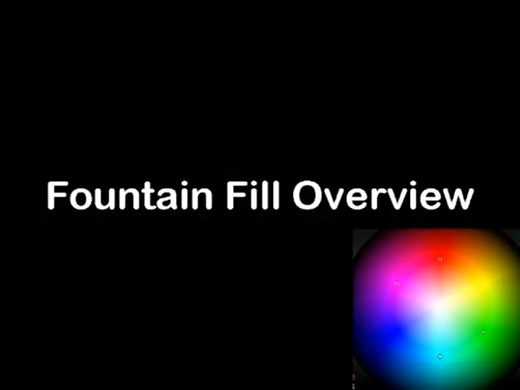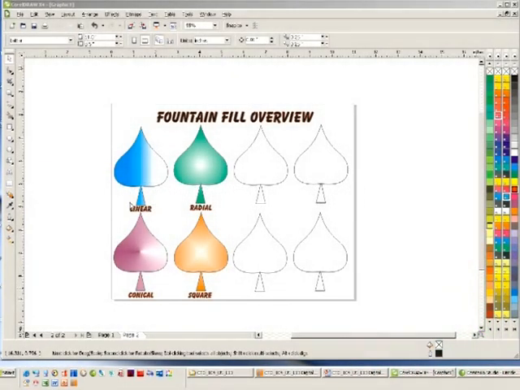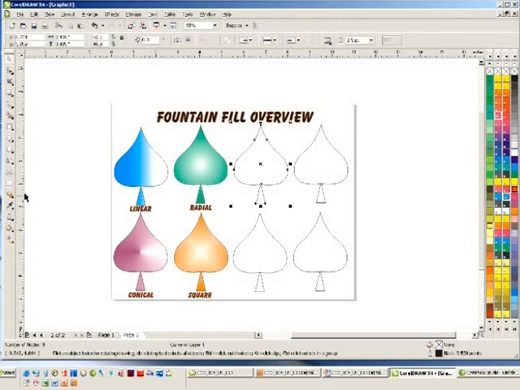Fountain fill overview. The following picture shows the 4 basic types of fountain fills. The top row features a linear and a radial fountain fill. The bottom row contains conical and square fountain fills. The fills are accomplished by selecting an object with the pick tool, clicking on the fill tool to open the flyout. Click on the second icon to open the fountain fill window. All fountain fills are completed from this window.